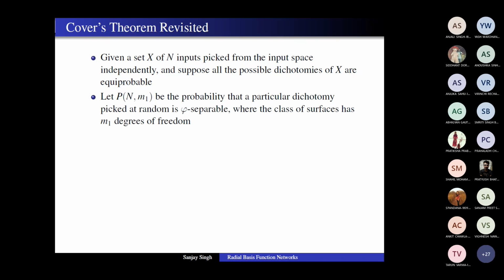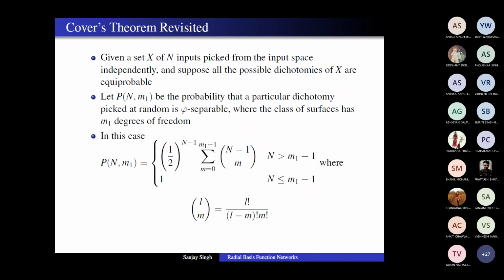So let P(n, m1) indicate the probability that a particular dichotomy picked at random is phi separable, where the class of surface has m1 degrees of freedom. The class of surface having m1 degrees of freedom means there are m1 variables which have to be found, as simple as that.